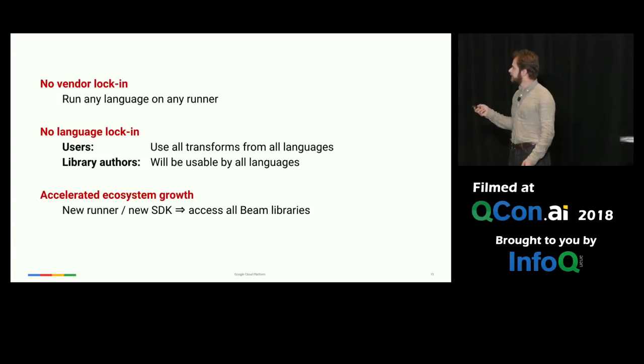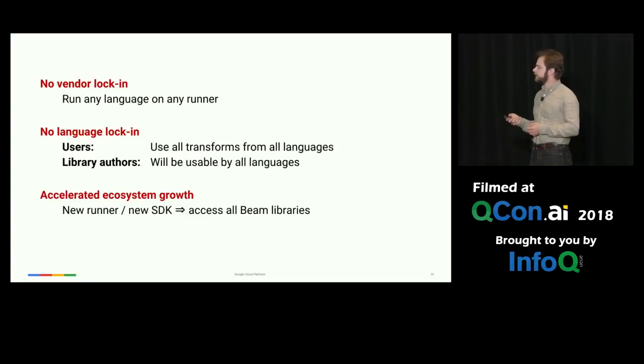The other benefit is that there is no language lock-in, and by that I mean that you don't have to commit to a particular language before authoring your pipeline, because you can use transforms written in any language from any other language. For example, you can be primarily a Python programmer.